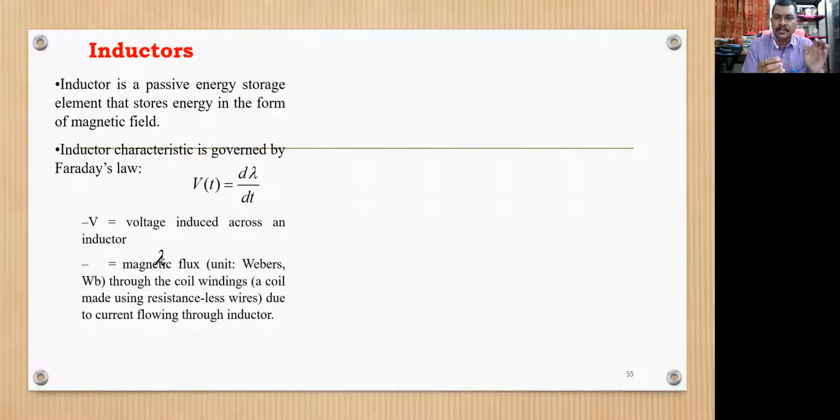Why it is called a passive device? Resistance is a passive device, capacitor is a passive device, and inductor is also a passive device. Why it is called a passive device? Because इसको अगर काम करवाना है तो इसको बाहर से एनर्जी सप्लाई करनी पड़ती है, तो वोल्टेज सोर्स बाहर से देना पड़ता है। That is why they are called passive devices. एक्टिव डिवाइसेस कौन से होते हैं?